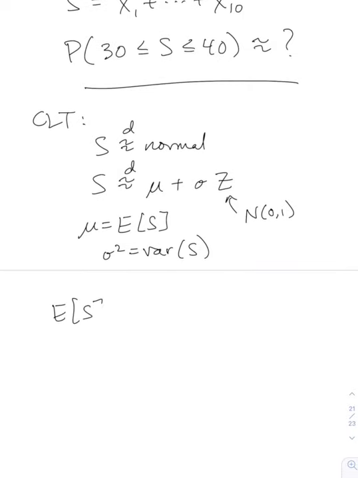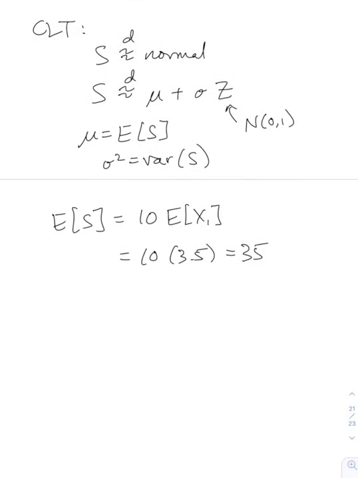The expected value of S is 10 times the expected value of any one of those rolls. You roll a standard, fair, six-sided die, the expected value is 3.5, so that gives 35. Okay, and what's the variance? Well, the rolls are independent, so the variances add up. So it's the variance of X1 plus the variance of X2, and so on. They all have the same variance, so it's 10 times the variance of just X1.